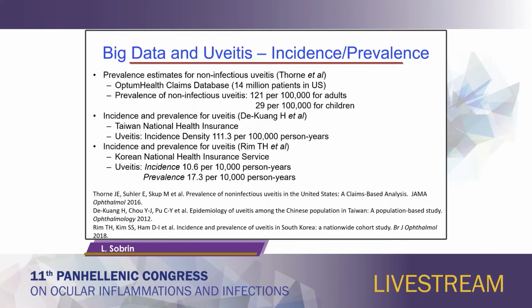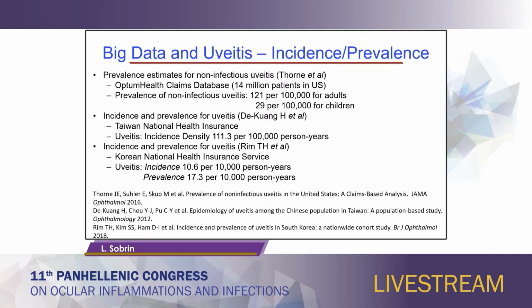Other countries have also looked at this. In Taiwan, they looked at the entire national health insurance database, which includes over 20 million patients. And they found an incidence density of 111.3 per 100,000 person years.